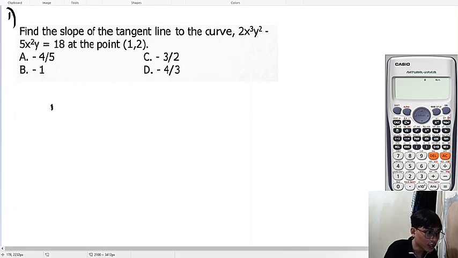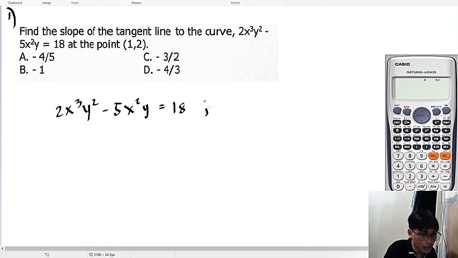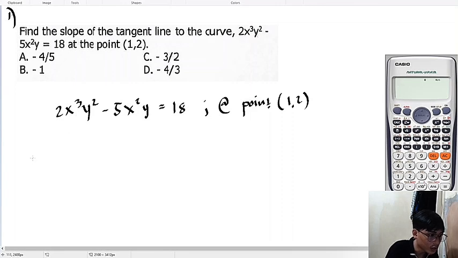So if we have a function of 2x cubed y squared minus 5x squared y equals to 18 at exactly point (1, 2). So to get the slope of the tangent line, you get the first derivative of this function. But notice, this is implicit differentiation. So meaning, i-differentiate nila to siya from left, from every term. So simply, i-differentiate na to.